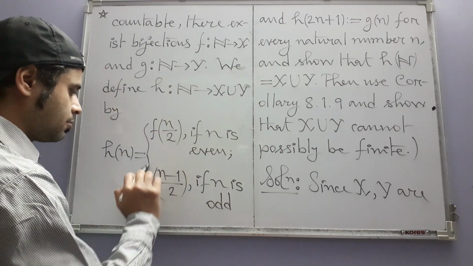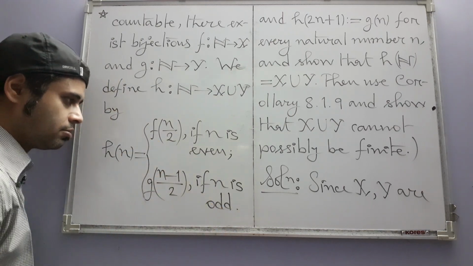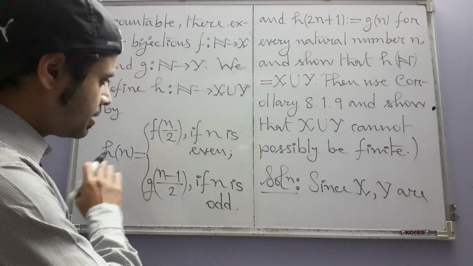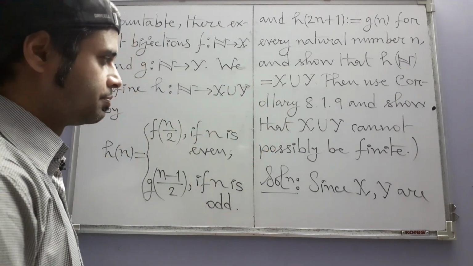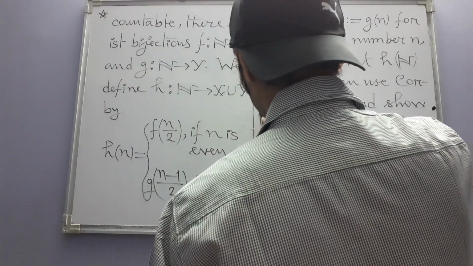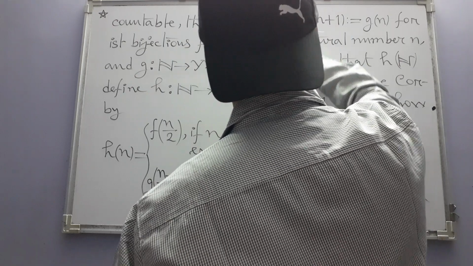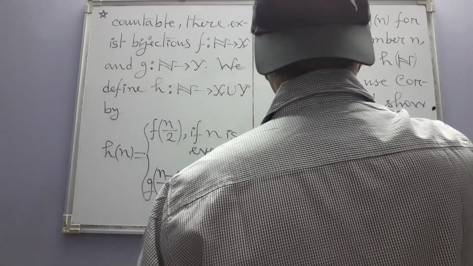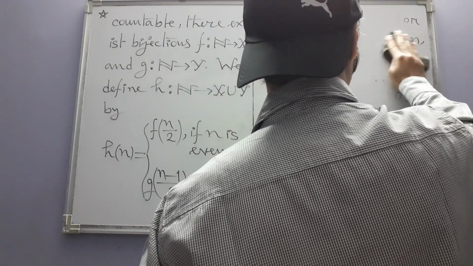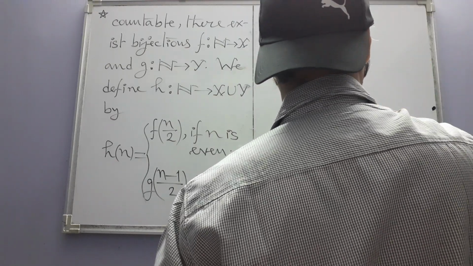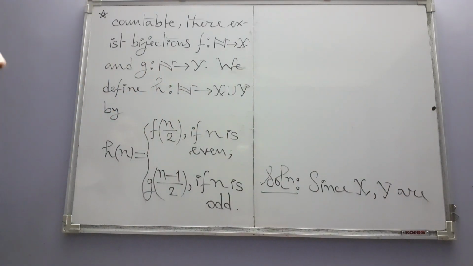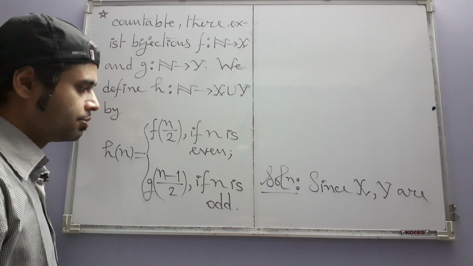But despite this difference in their look, actually this h is just that one itself. You can see for yourself. But we need not worry about whether this matches with the hint or not. All we now need to show is that this h is an onto function. It maps N onto X union Y.